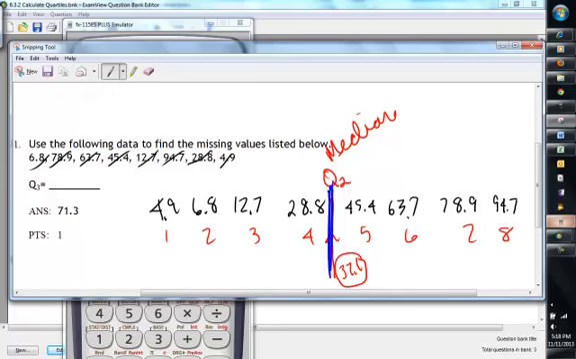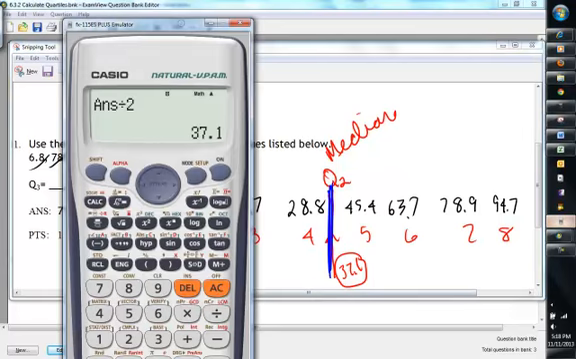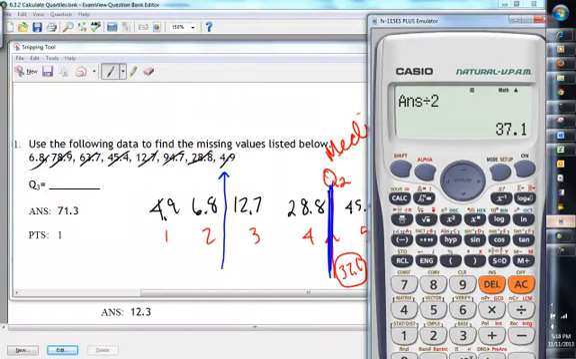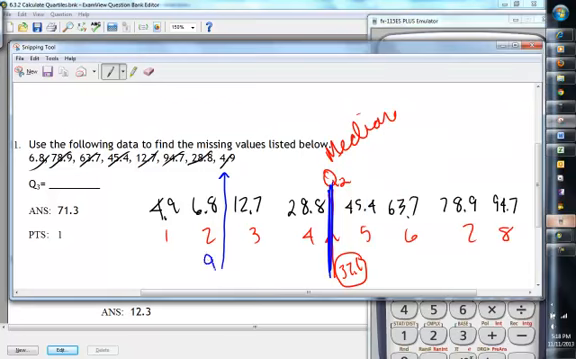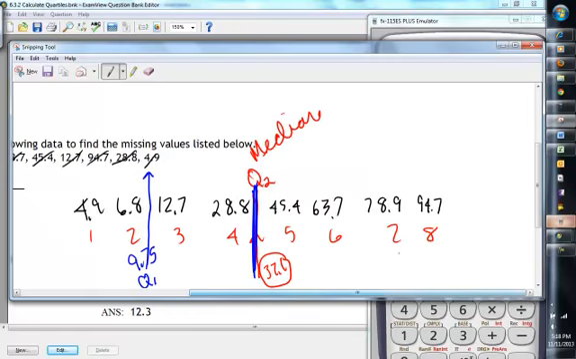Then we take the lower half, which has 4 things in this case, and we find halfway in that lower half, or in other words, halfway between the second and the third thing. So we would take 6.8 plus 12.7, which is 19.5, divided by 2 is 9.75. That's Q1.